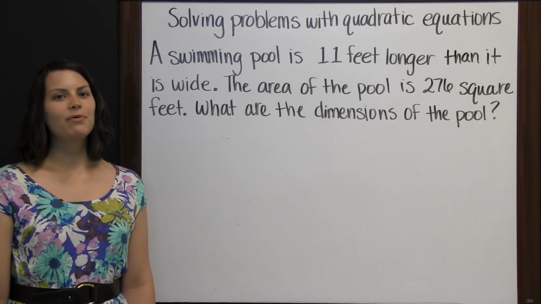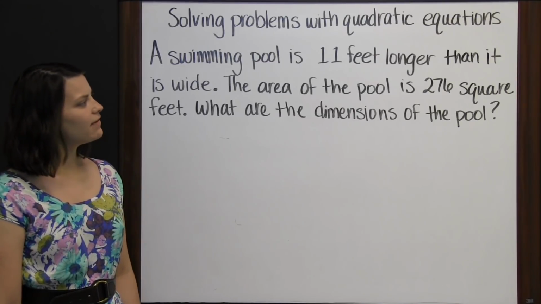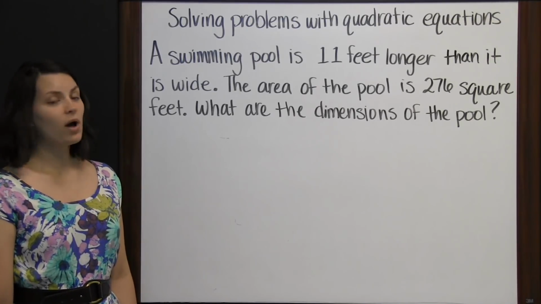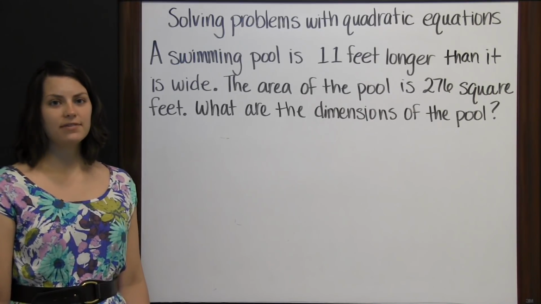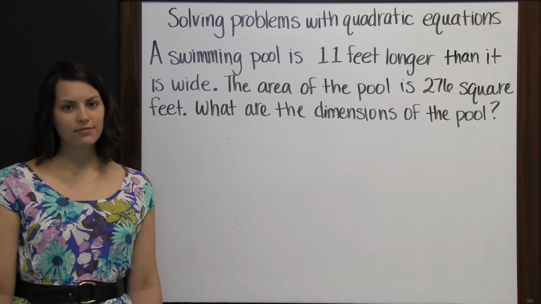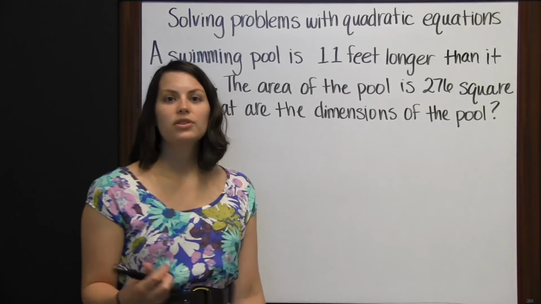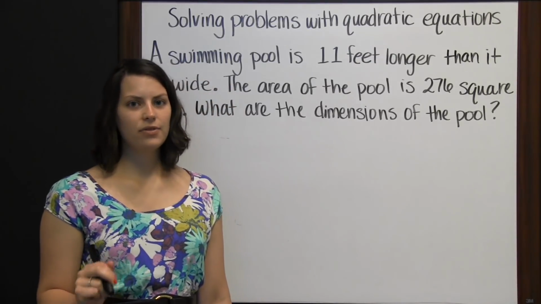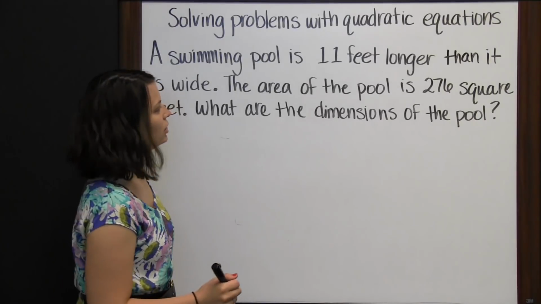Solving problems with quadratic equations. A swimming pool is 11 feet longer than it is wide. The area of the pool is 276 square feet. What are the dimensions of the pool? Dimensions being our length and our width. So what they're asking us to find are the length and the width of the pool. They gave us some clues that we can use.